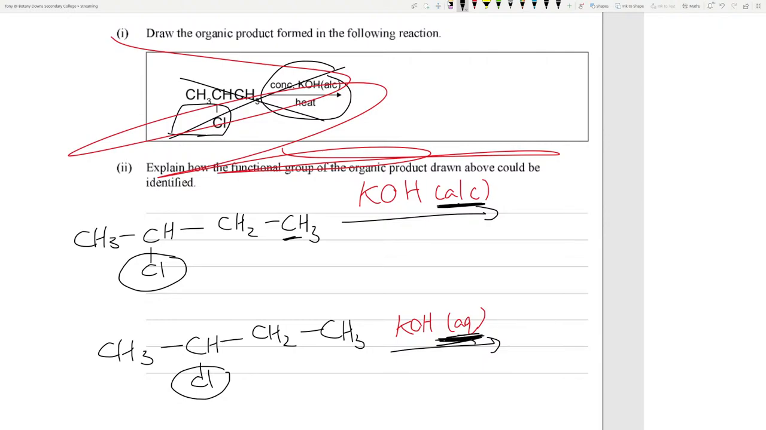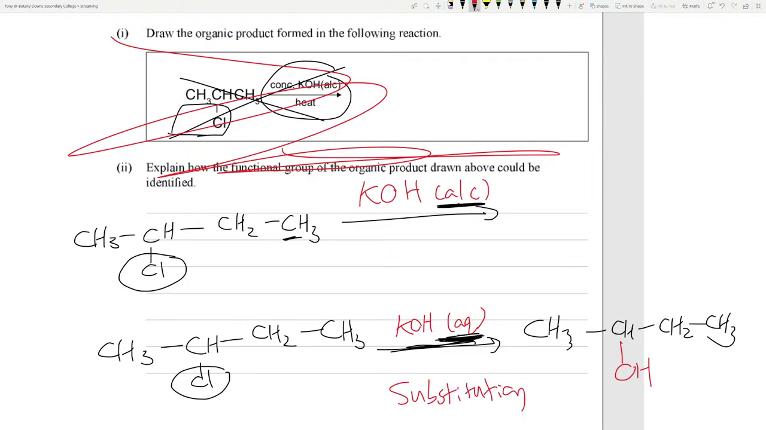So what's gonna happen here, let's say for the KOH AQ, is that everything else stays exactly the same, and then you simply replace one of the Cl with an OH, and this is a substitution reaction. Okay, that's a substitution reaction.